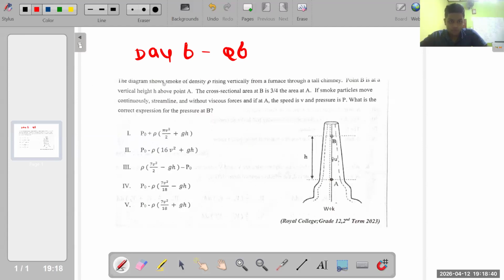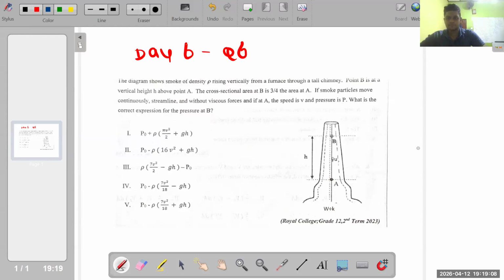The diagram shows smoke of density rho rising vertically from a furnace through a small tall chimney. Point B is at a vertical height h above point A. The cross-sectional area of B is three-fourths the area of A. If smoke particles move continuously, streamlined and without viscous forces, and if at A the speed is V and pressure is P, what is the correct expression of pressure at B? They are asking what is the pressure at B.